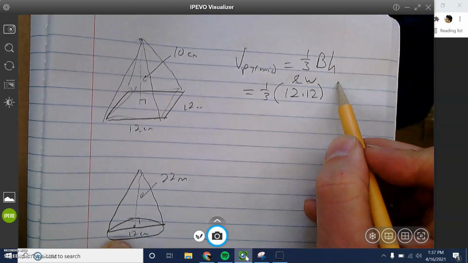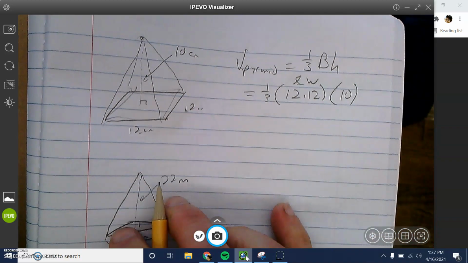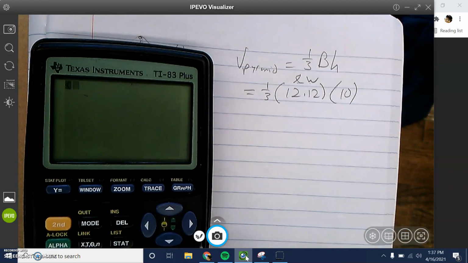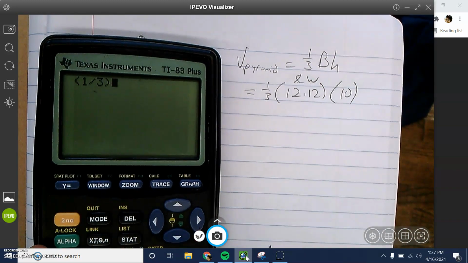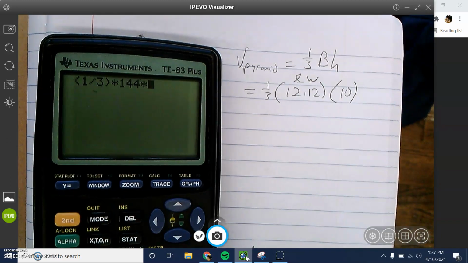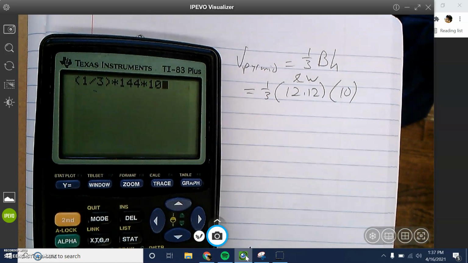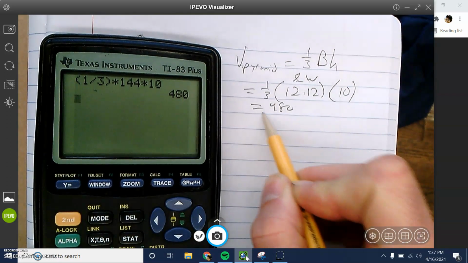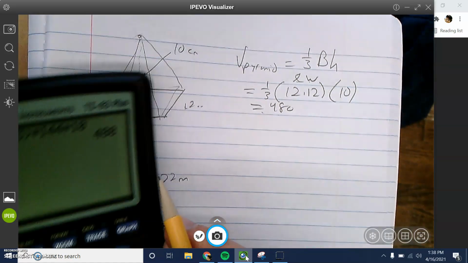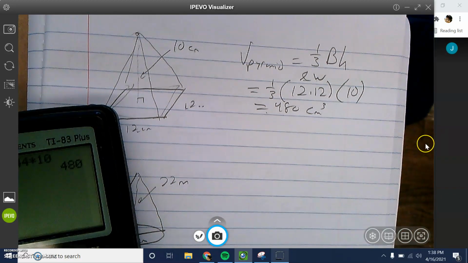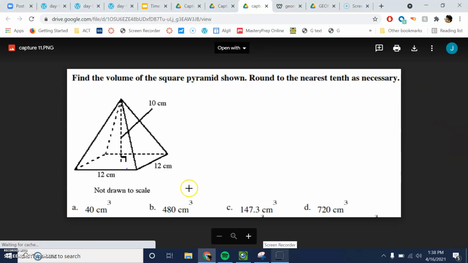We got 10. Then we got our calculator. So it's 1/3 times 12 squared, which is 144, times 10 is 480. Not approximately, it's equal to 480. I didn't use pi, I didn't approximate. So that'd be centimeters to the third power. So hopefully you got number one was B.